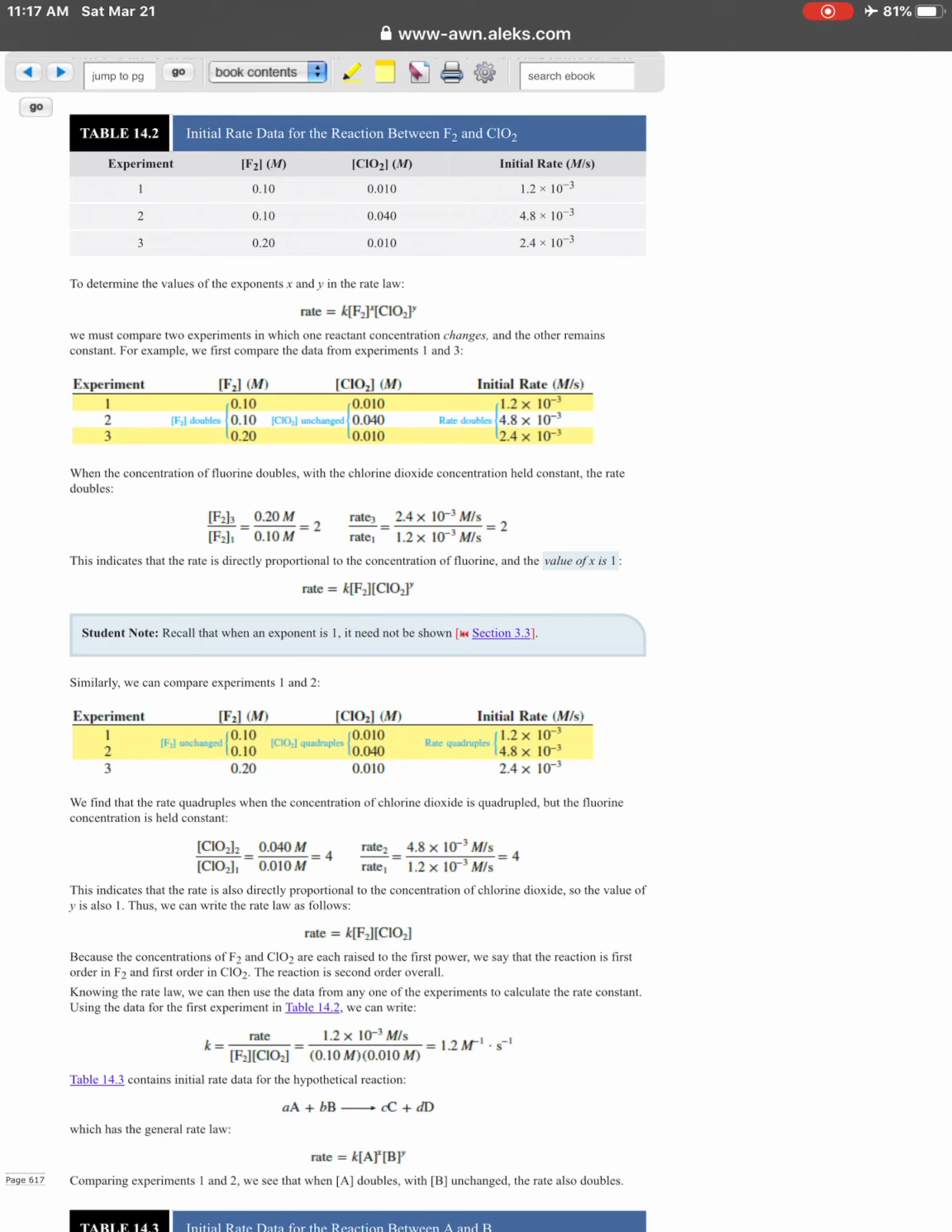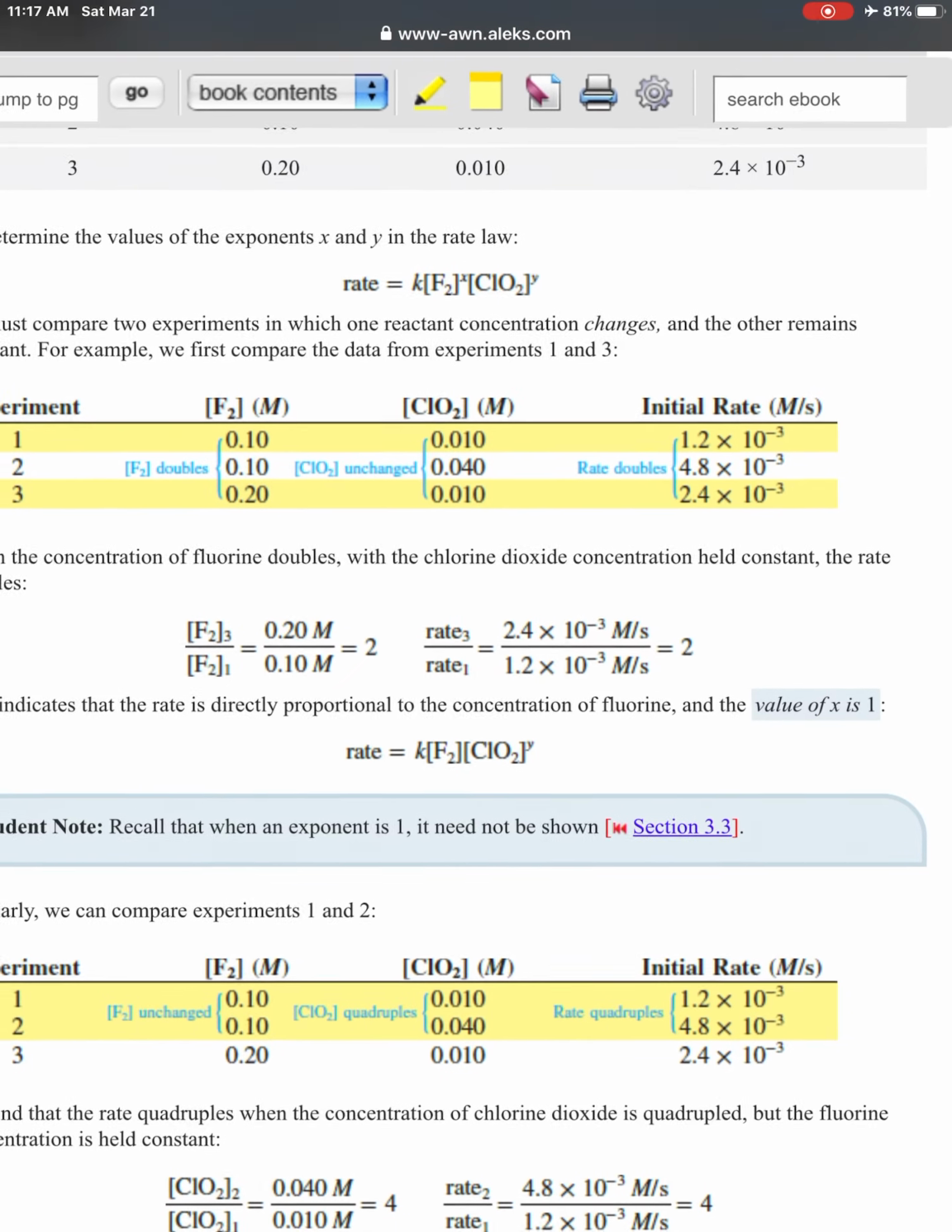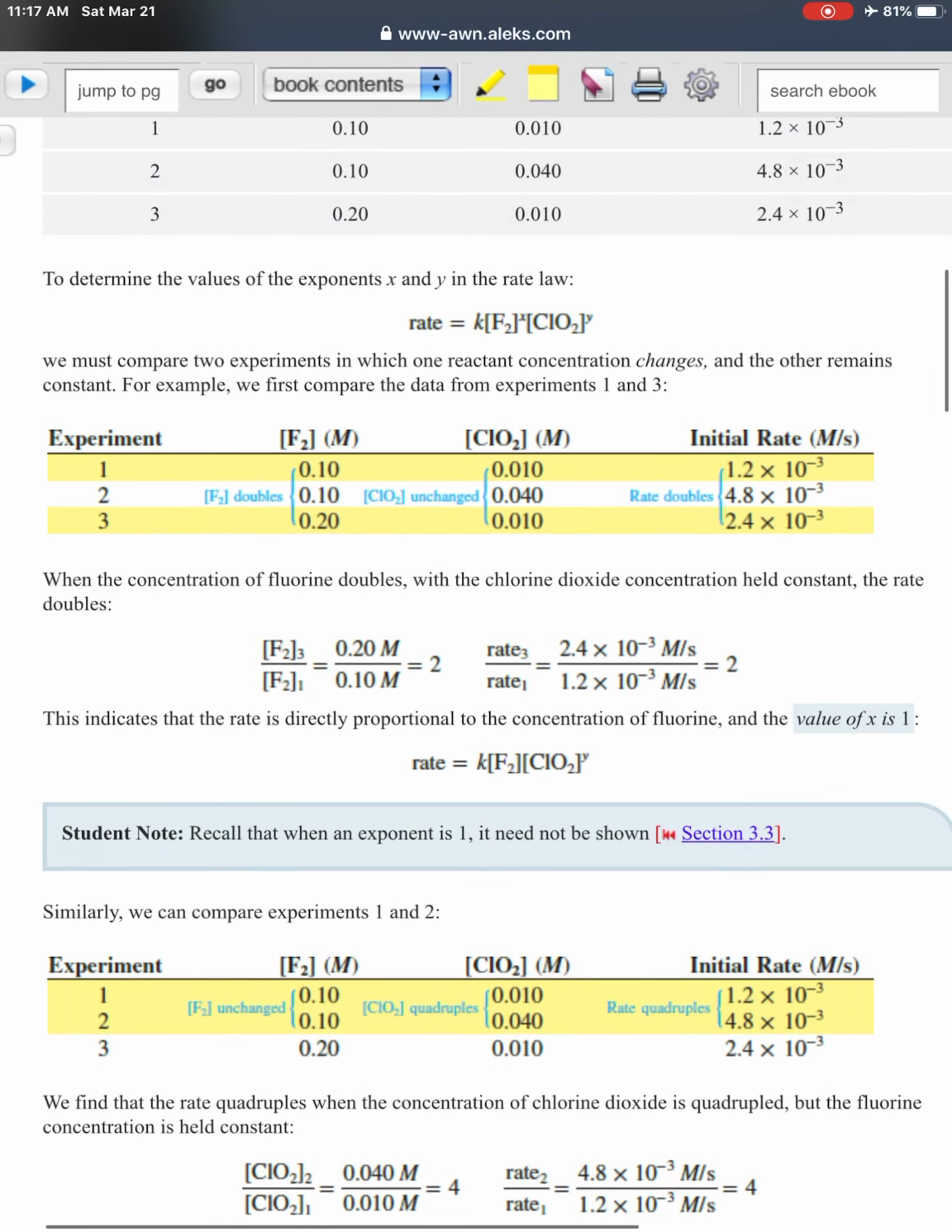So if you look at experiment 1, F2 has an initial concentration. I'm going to try to zoom in a little bit here. Experiment 1, F2 is 0.1 molar. In experiment 3, it's doubled to 0.2 molar. Okay, it's doubled. But look at ClO2. No change. We're keeping the concentration of ClO2 the same. So you're picking 2 experiments where one changes concentration and the other doesn't.